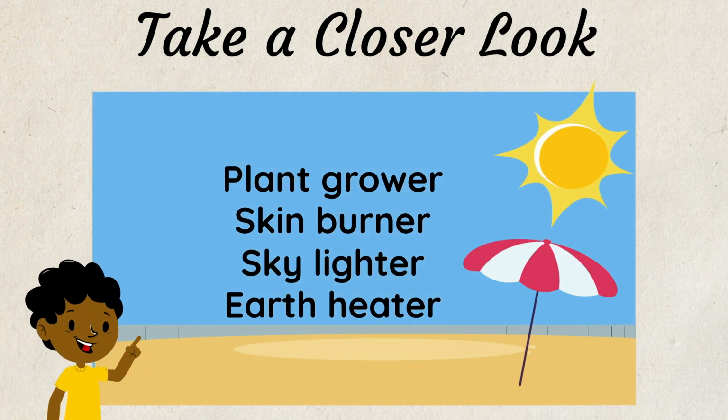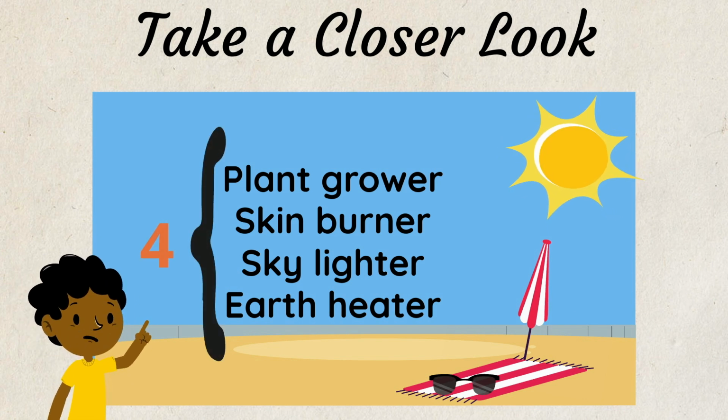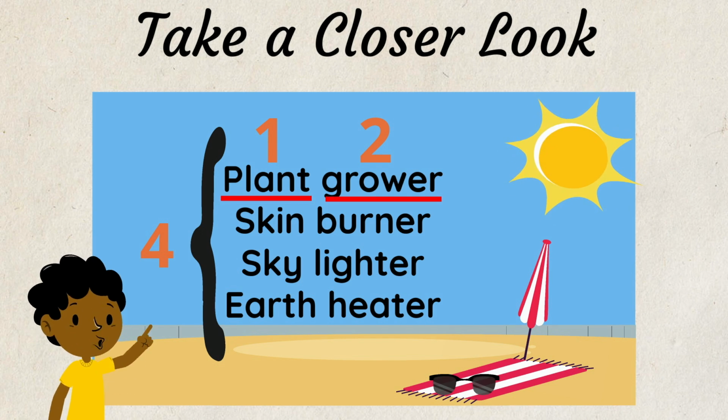Now, let's look at the structure of this poem. This poem describes the sun without ever using its name. We have 4 descriptions made up of 2 words each. When these descriptions are read together, we can imagine the subject in our minds.